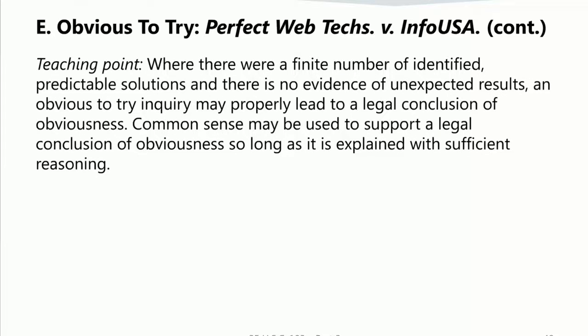The lesson here is that when there is a reasonable number of identified predictable solutions to a problem, and there is no evidence of unexpected results, an obvious-to-try rationale may be applied. Further, common sense may be used to support an obviousness rationale as long as it is sufficiently explained.